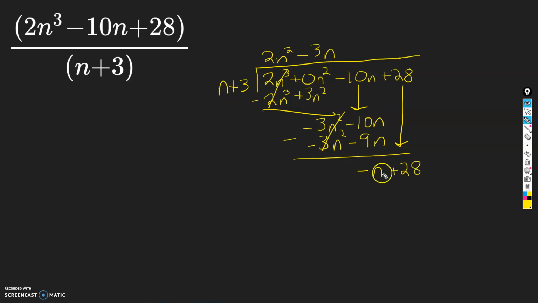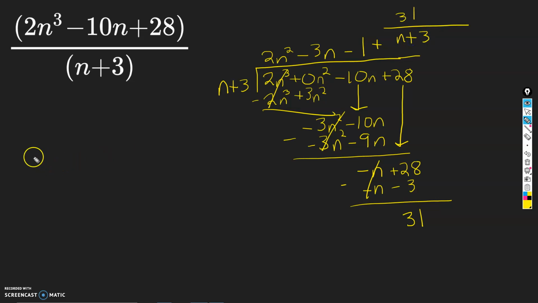Okay, n goes into negative n. Negative 1 times n is negative n. 3 times negative 1 is negative 3. So it looks like we're going to have a remainder here. Subtract. Those guys cancel out. 28 minus negative 3. So minus minus, this will give us a plus 31. So this would be plus 31 over n plus 3.